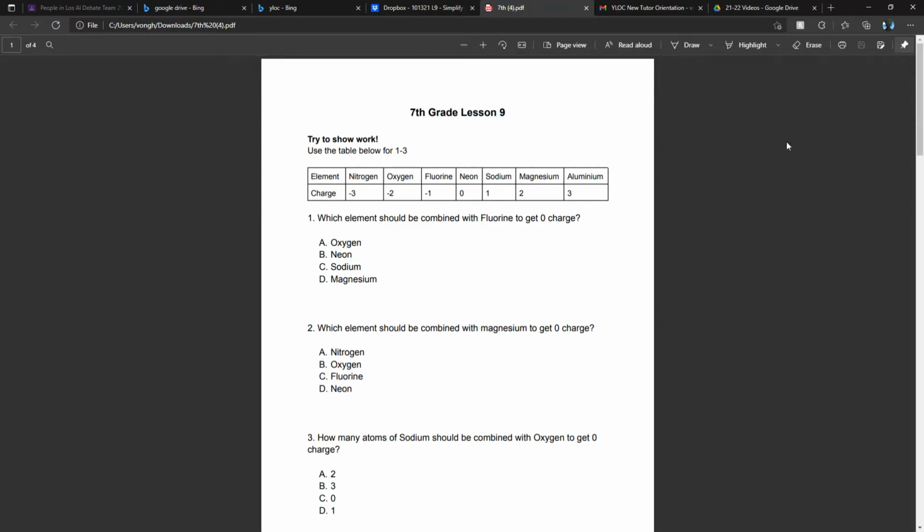This is the worksheet for lesson 9 and I'll be covering it. So the first part we have fluorine, which has a -1 charge if you look at the chart. So we have to do -1 plus some value to get 0, because we're trying to get a 0 charge. And in order to do that, we will just add 1, because -1 plus 1 equals 0. And then 0 equals 0, we're good.